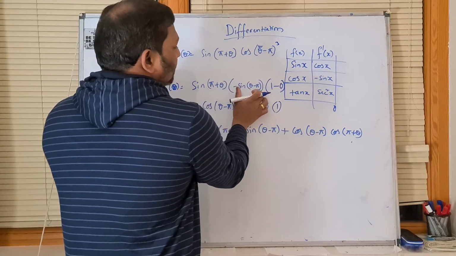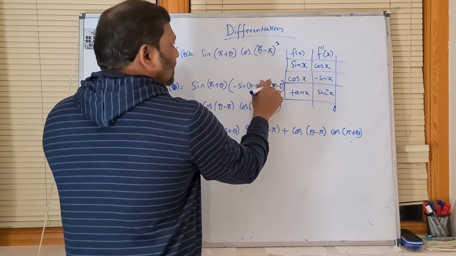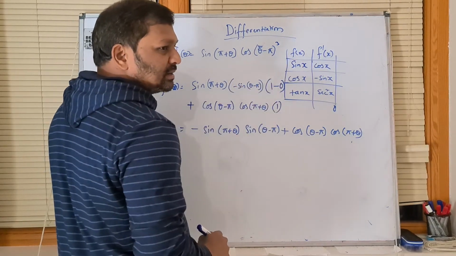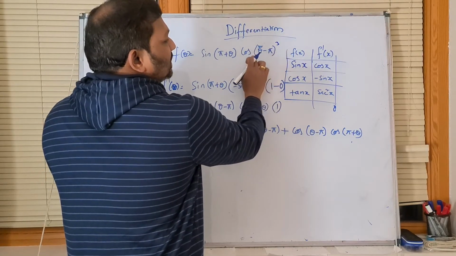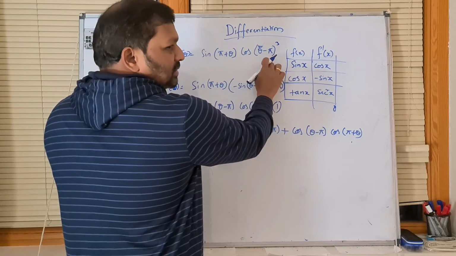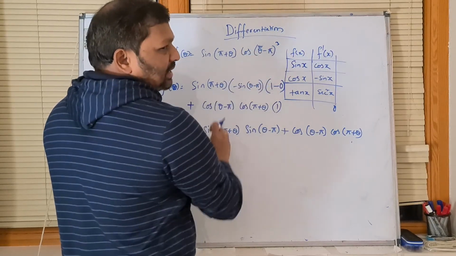This is the differentiation of it, and then the inner function, and then the inner function again. The inner function is (theta minus pi) whole cube. If you differentiate it, you get 3 times (theta minus pi) square, and then do the differentiation of theta minus pi again.